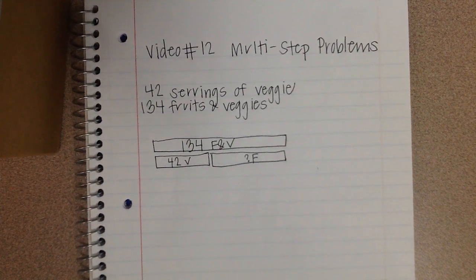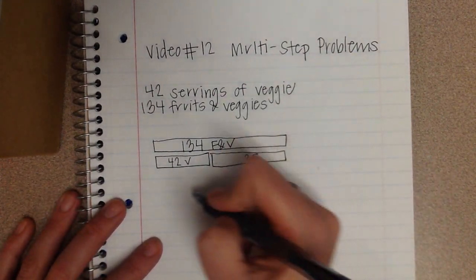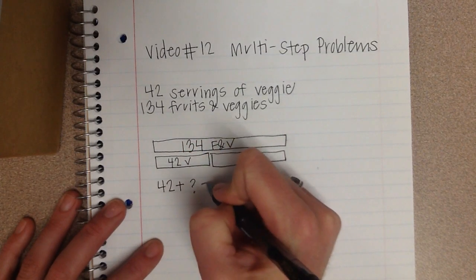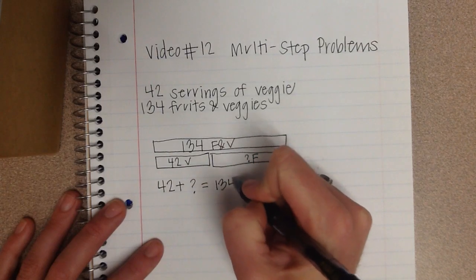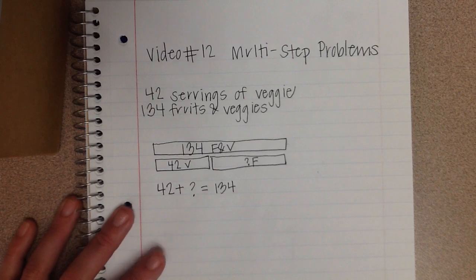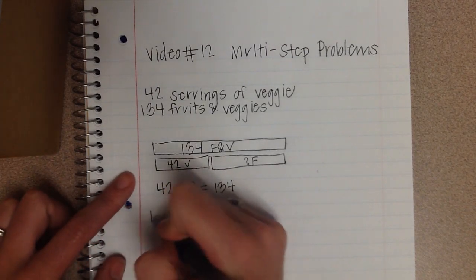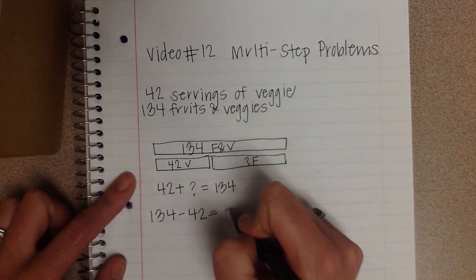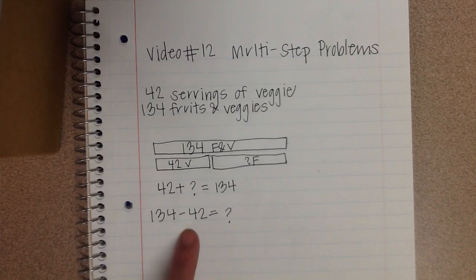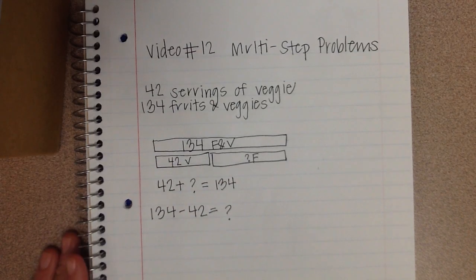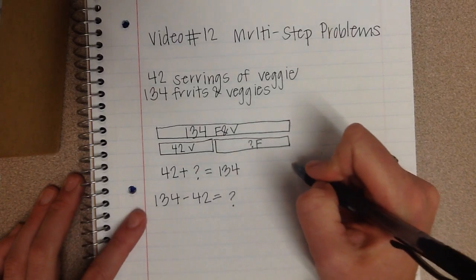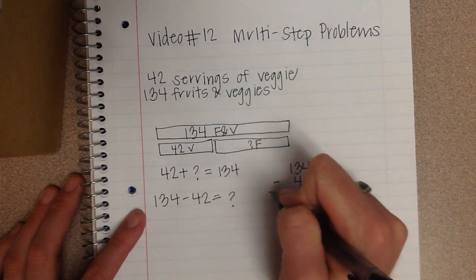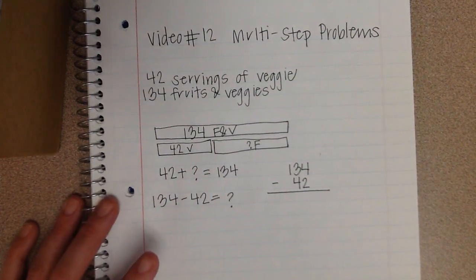So, what I'm going to have to do is figure out the equation. I know I can say 42 plus what equals 134. Or, to find the difference, I could say 134 minus 42 equals what? So, with that being said, I'm going to line my numbers up. 134 minus 42.